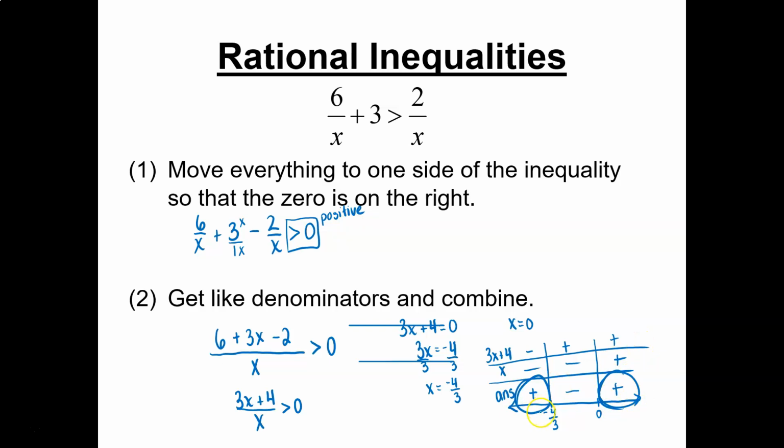So to write that answer, we would have negative infinity to negative 4/3. This one's an easier one because it's a greater than sign. We don't have to worry about brackets. We're just going to do everything parentheses. And then we'll have 0 to infinity.